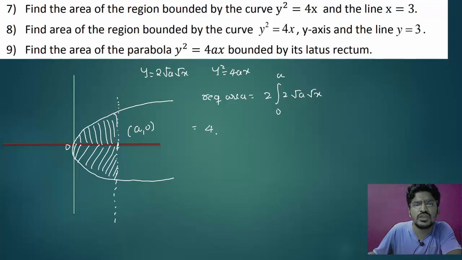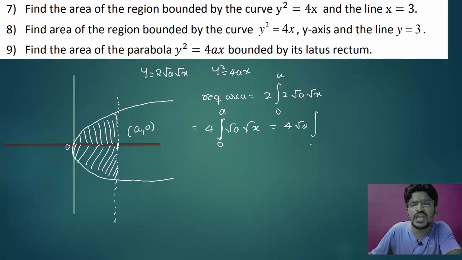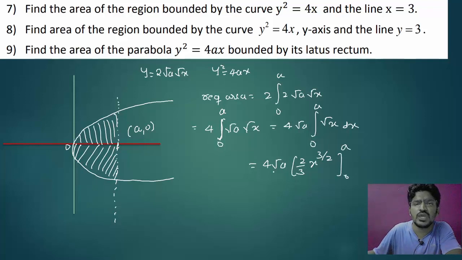So 2 into 2 will be 4, 0 to a, root a into root x. Okay, so that will be 4 times root a multiplied with integral 0 to a of root x with respect to dx. Clear? So that will be 4 times root a. You can just simplify. This will be 2 by 3 x to the power of 3 by 2, 0 to a. Therefore, 8 times root a divided by 3.